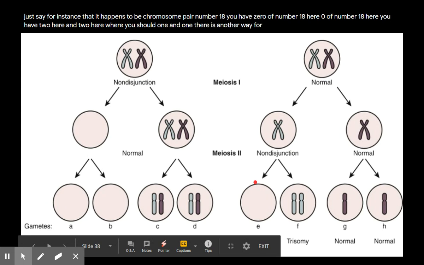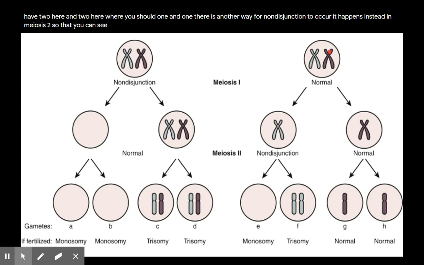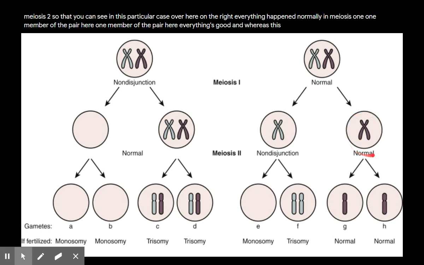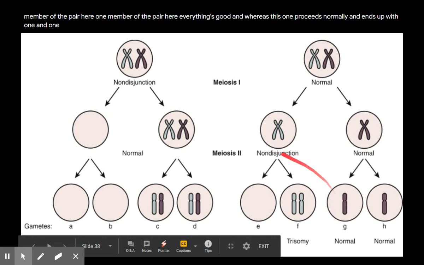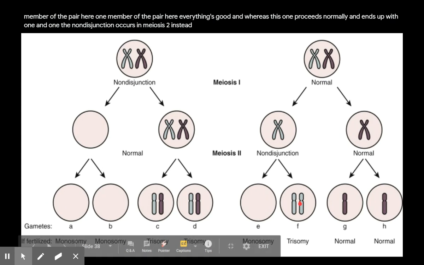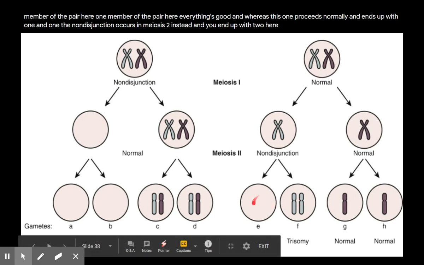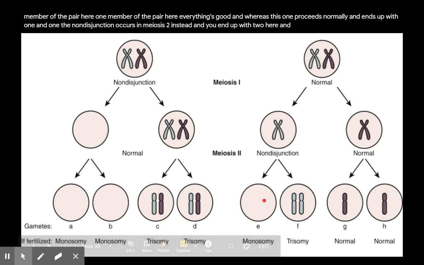There is another way for non-disjunction to occur. It happens instead in meiosis 2, so that you can see in this particular case over here on the right, everything happened normally in meiosis 1. One member of the pair here, one member of the pair here, everything's good. And whereas this one proceeds normally and ends up with 1 and 1, the non-disjunction occurs in meiosis 2 instead, and you end up with 2 here and 0 here. Any way you look at it, we've got problems.